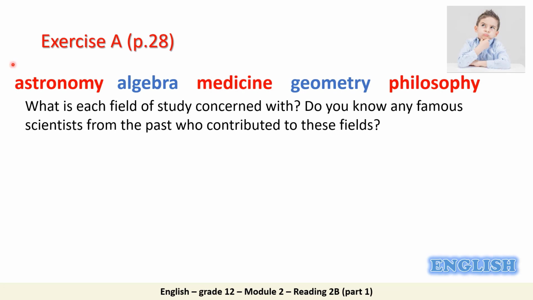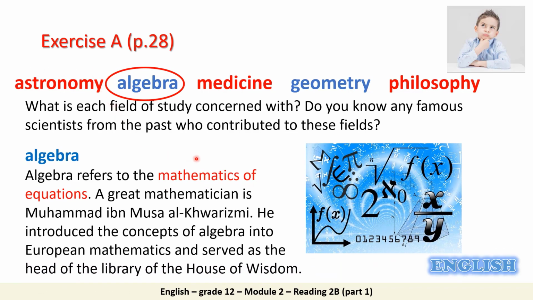Moving on to the second field of study, and we have algebra. What is algebra? Well, algebra is the mathematics of equations. And what are equations? Equations are mathematical statements in which we have two equal amounts. One of the most famous mathematicians is Muhammad ibn Musa al-Khwarizmi. He is the one who introduced the concepts, the basics of algebra.